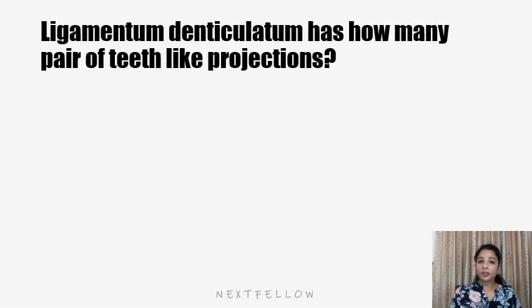Next is the ligamentum denticulatum. How many pairs of tooth-like projections? I hope you all know the answer. I have already said 21 pairs. So the pia mater of the spinal cord has a pair of denticulate ligaments on each side of the spinal cord with 21 attachments which attach to the arachnoid and inner surface of the dura mater. And these ligamentum denticulatum have clinical importance during cordotomy surgeries.